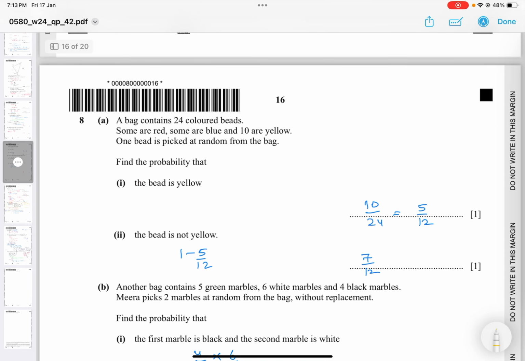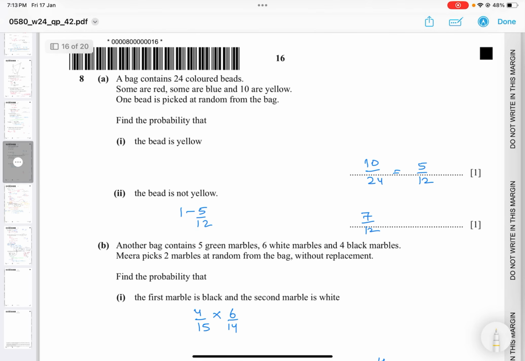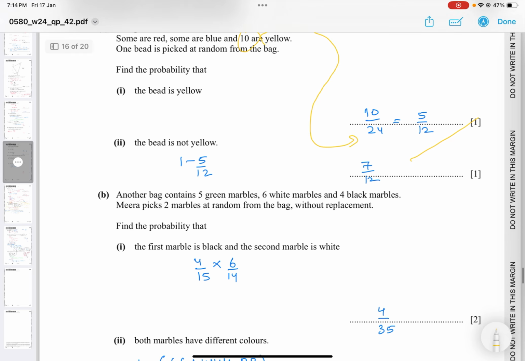Alright, probability. A bag contains 24 beads, some are red, some are blue, and 10 are yellow. One bead is picked at random from the bag. Find the probability that the bead is yellow. Alright, yellow. 10 are yellow and total are 24. So 10 by 24, 5 by 12, very easy. Not yellow means, total probability is 1. Subtract that are yellow, that is 1 minus 5 by 12, that is 7 by 12, my friends.